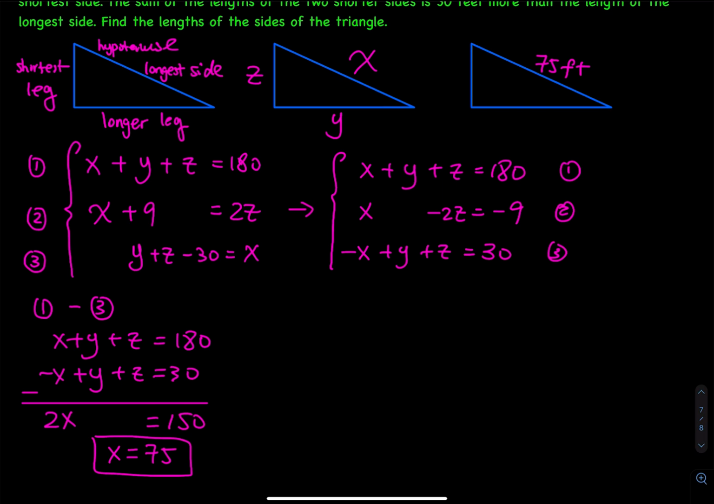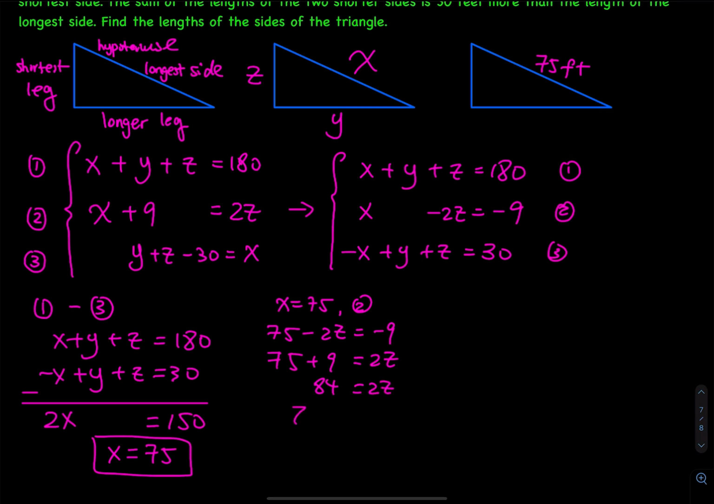Now, after you got one of the variables, the rest should be very easy. Take a look at equation 2. You know x, you can easily solve for z, right? So when x equals 75, equation 2 is 75 minus 2z equals negative 9. And then I can do 75 plus 9 equals 2z. And then this is 84 equals 2z. So this is very easy. Z equals 42. So z represents the shortest leg. That is 42. And then what about the y?